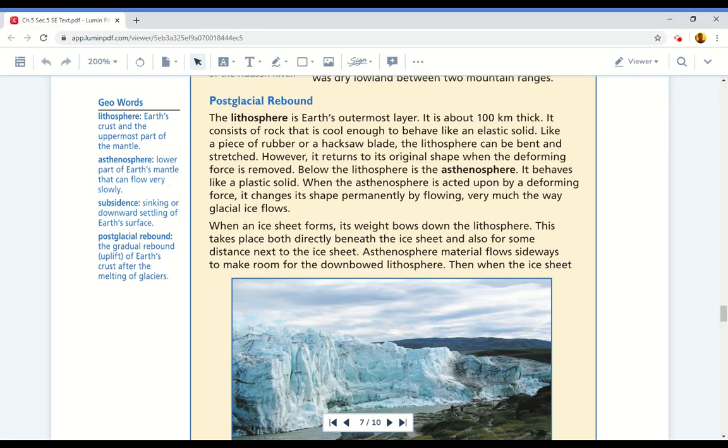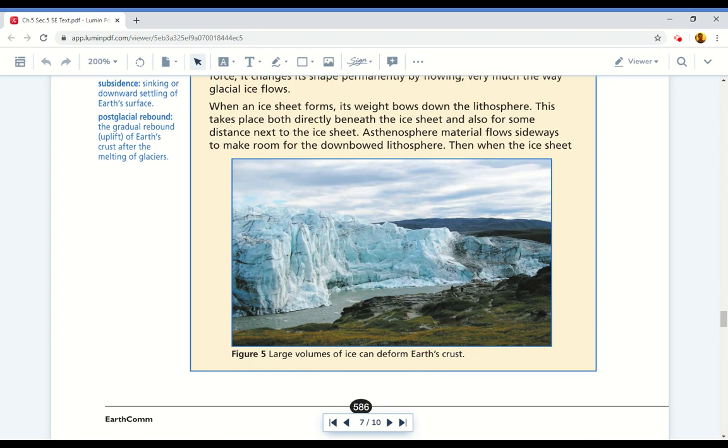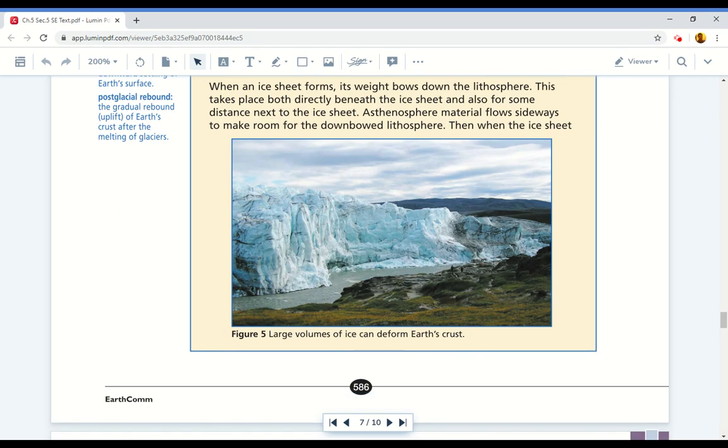Below the lithosphere is the asthenosphere. It behaves like a plastic solid. When the asthenosphere is acted upon by a deforming force, it changes its shape by permanently flowing, very much the way glacial ice flows. When an ice sheet forms, its weight bows down the lithosphere.